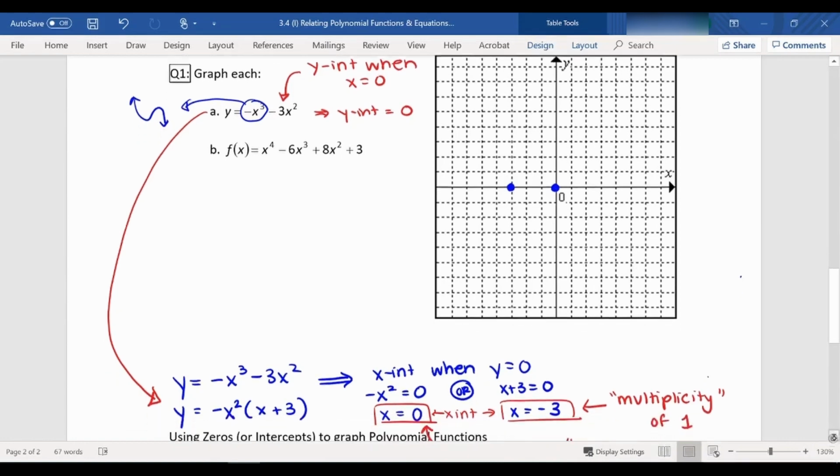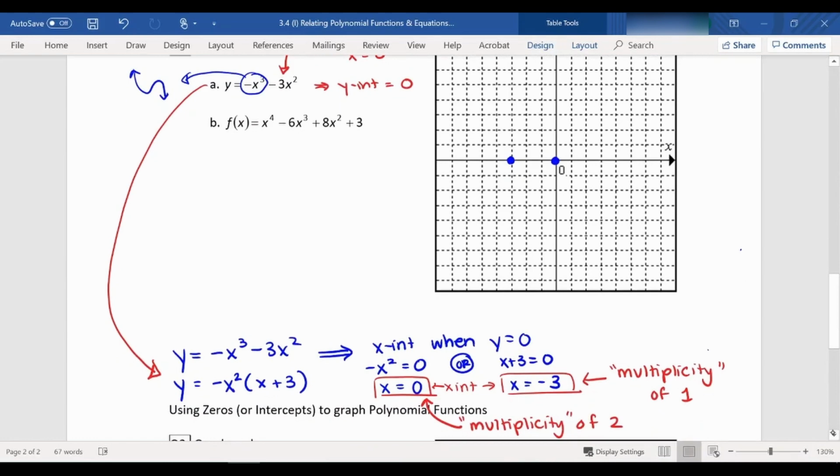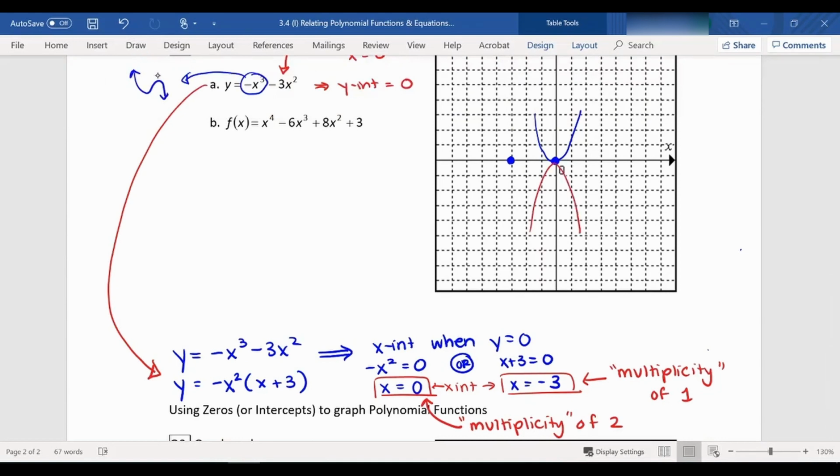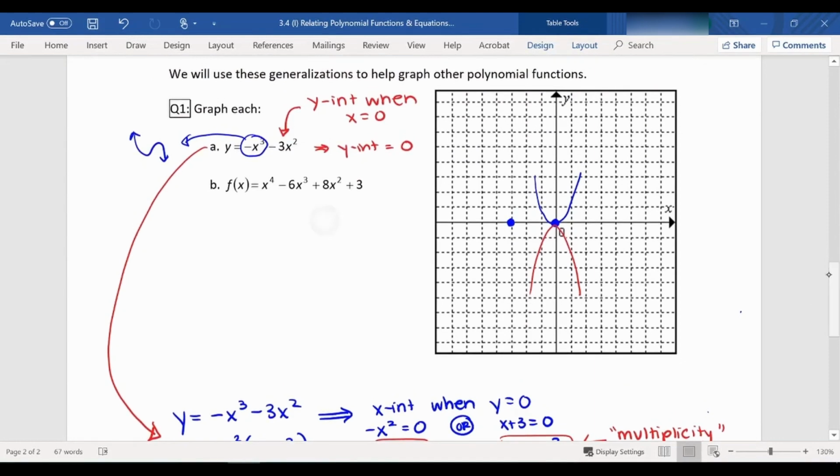I know that from my multiplicity, I need to touch and turn around at 0, and I need to go through negative 3. So what this means is if I touch and turn around at 0, I can either be touching and turning around like this, or I could be touching and turning around like this. And the question is, which makes sense? Well, if I look at what my graph's supposed to look like, my tail is supposed to go down as I go to the right. So if I look at these two, my red version, my tail would go down this way, but my blue version, my tail goes up as I go to the right, which makes no sense.